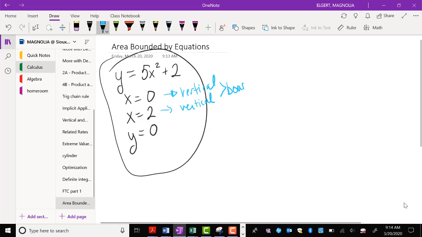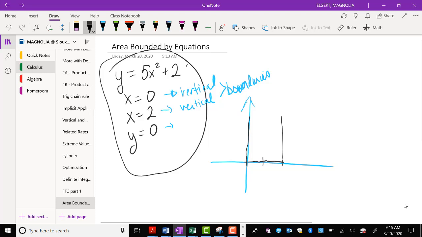Those are going to be our A and our B. This y equals 0 is a horizontal line. So right now, if I look at this, I'm going to change to a different color. I have x equals 0, which is here. Then I have 1, 2, then I have x equals 2, and then I have y equals 0, which is a horizontal line. So right now I'm talking about this area.